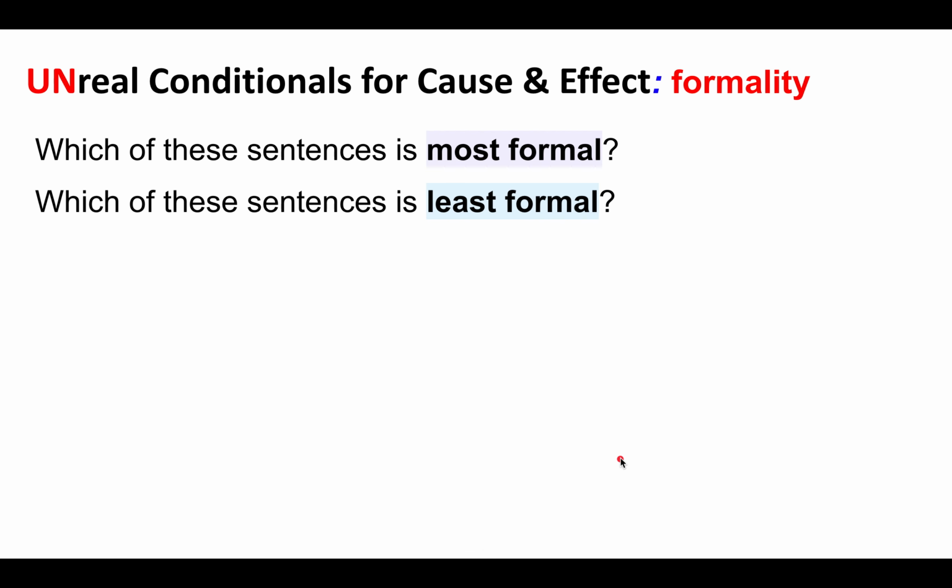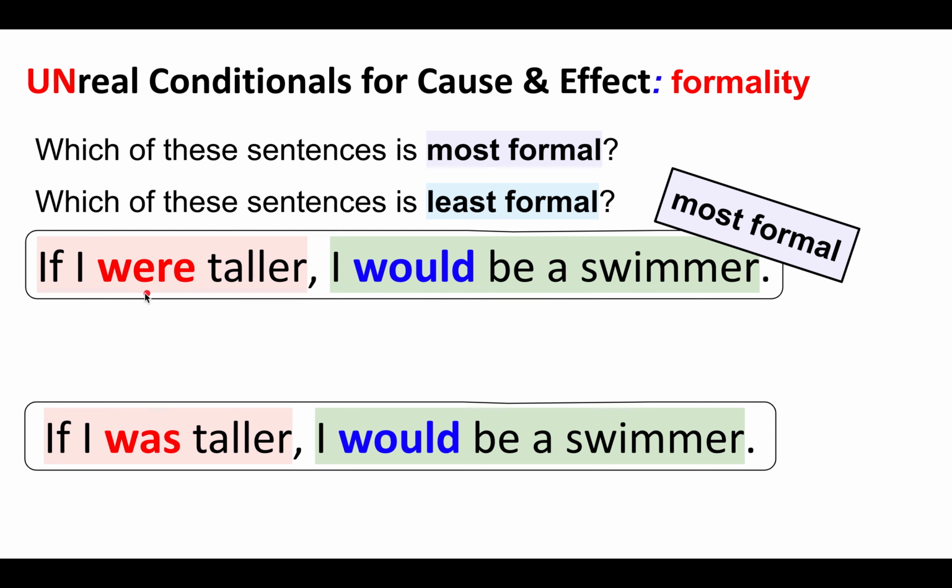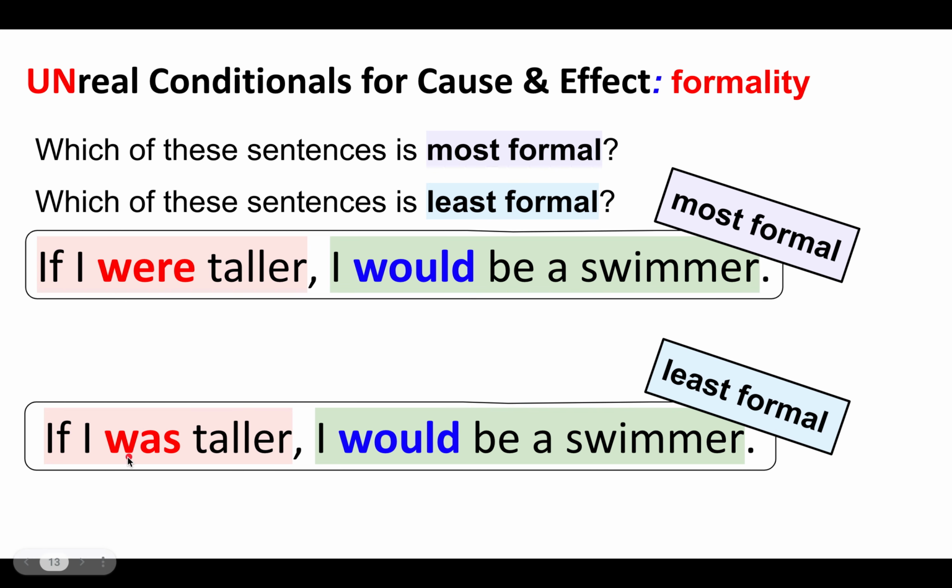Moving forward, let's look a little bit at formality. Still looking at form. Which of these sentences is most formal? Which of these sentences is least formal? If I were taller, I would be a swimmer. If I was taller, I would be a swimmer. Well, the more formal one is if I were taller, and the least formal one is if I was taller.